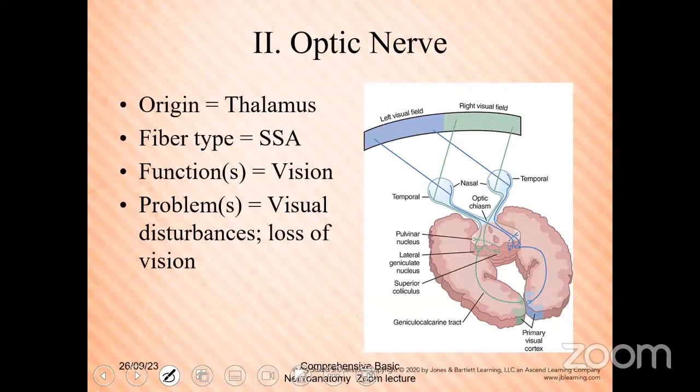You can see the visual fields, the right visual field and left visual field. The right visual field has a temporal portion and a nasal portion. Similarly, the left visual field has a nasal and a temporal portion. The peculiarity is the crossing of the fibers at the optic chiasma. Near the optic chiasma, the nasal fibers, which subserve the temporal field in each eye, cross to the other side, whereas the temporal fibers, which subserve the nasal visual field region, don't cross. All these fibers travel backwards to the pulvinar of the thalamus and the lateral geniculate nucleus.